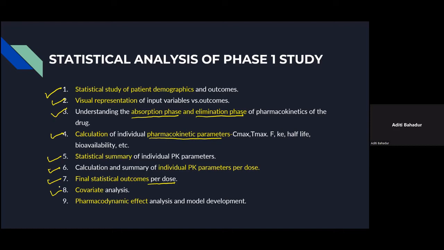As mentioned in the previous phase, we also do covariate analysis here, because since we're doing a single ascending dose study and a multiple ascending dose study, we need to understand the different variables that can influence the dose. And finally, the pharmacodynamic effect is analyzed, and we develop the pharmacodynamic model and see if there are changes from the previous pharmacodynamic model, or whether we follow the same pharmacodynamic model.